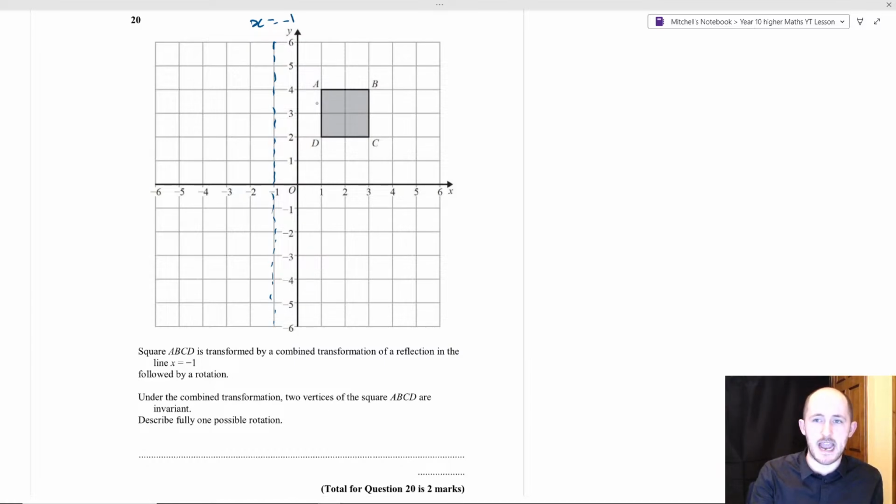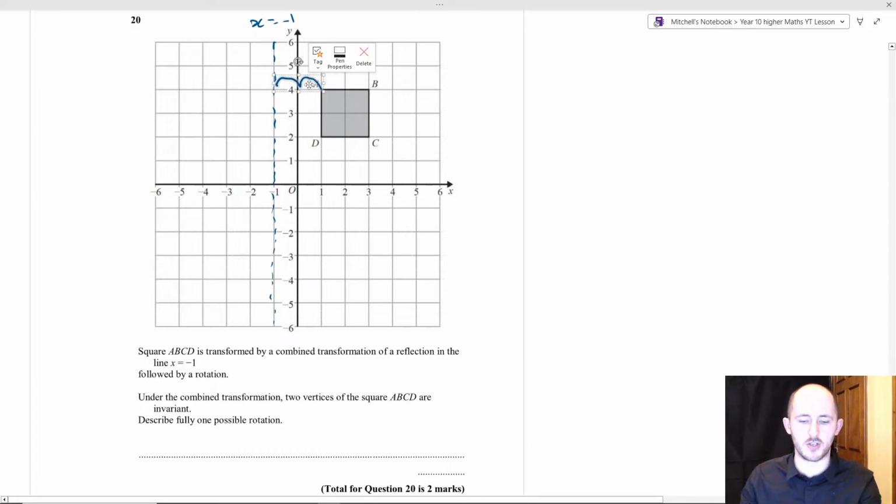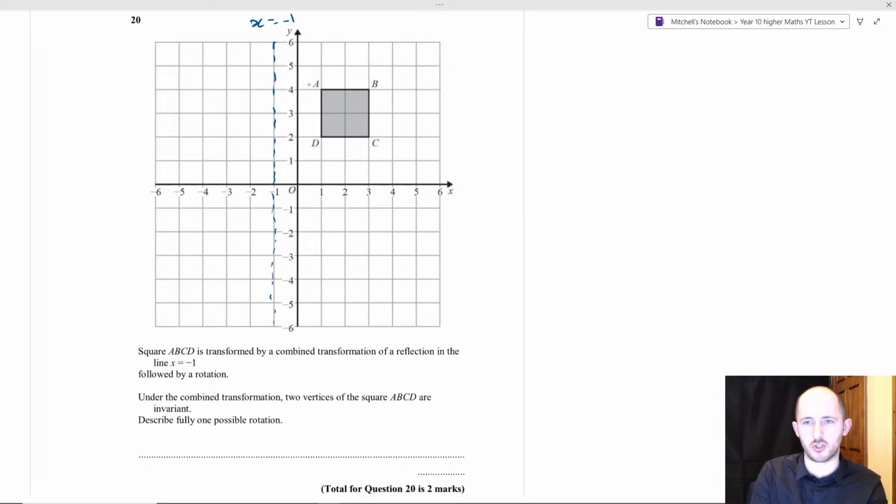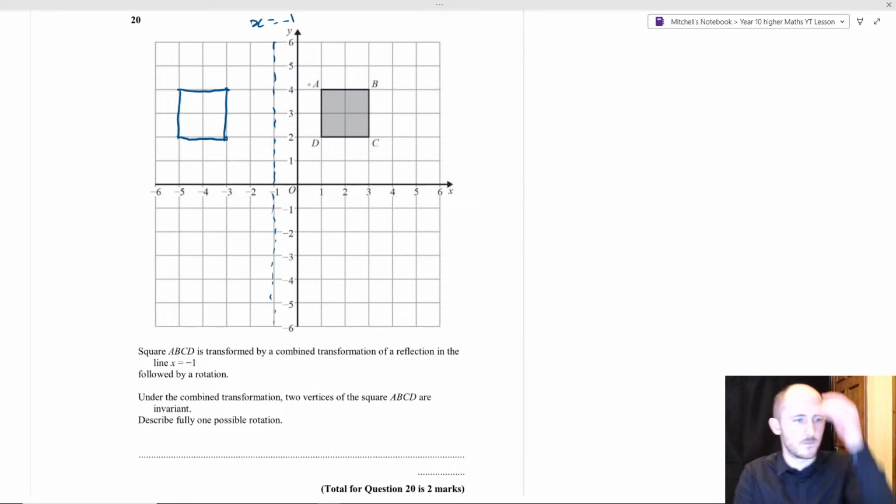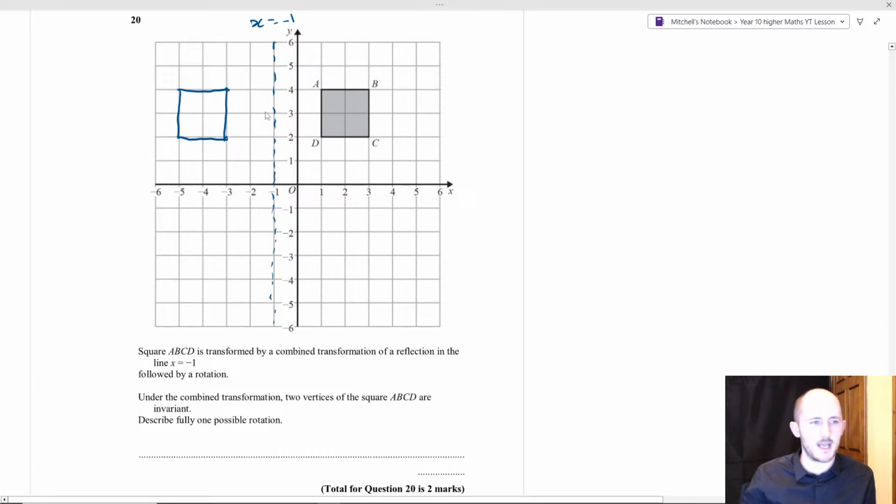All you do is you literally say how many squares each part is away from the line and go that many squares to the left. So I'm just going to do it, but please let me know if you're unsure of how to do reflections. But triangles. Okay. Let's have a think.